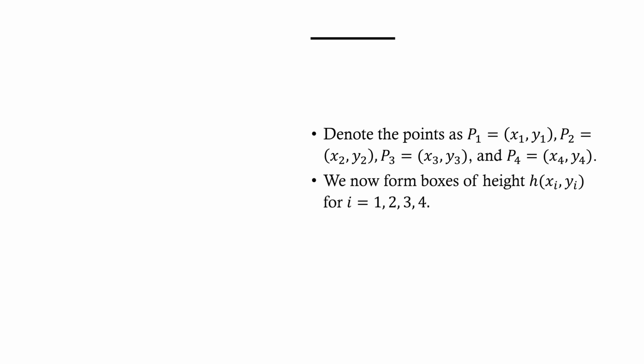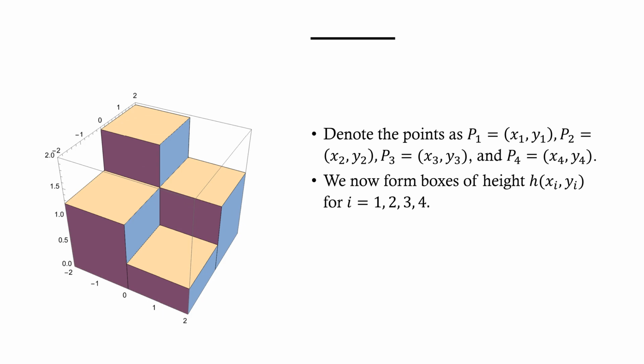And so now over each of those points, we form a box of the height of our function at that point. So that box is going to look something like this. In each of those 4 regions, we have a box above the region, and the height of that box is h(xi, yi). So similar to how we formed the rectangles in Calc 1, we just have one more dimension, so we're forming boxes here.